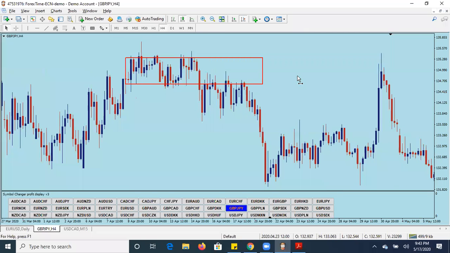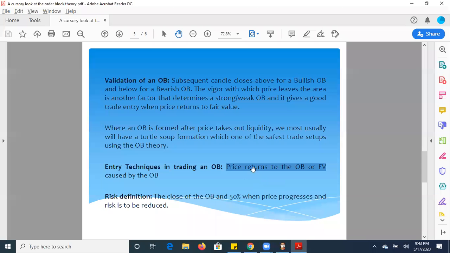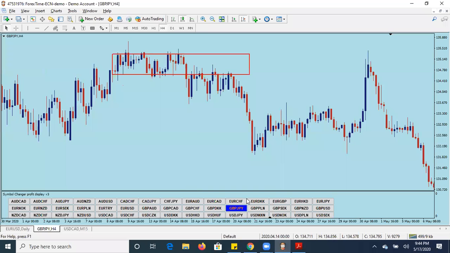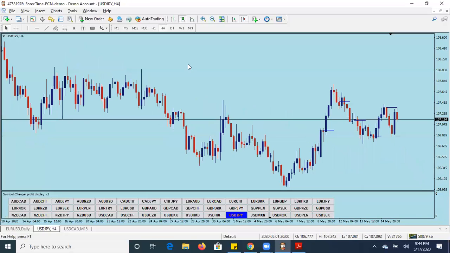Notice this area here, giving us something similar to what I explained earlier, trading into some gaps here, right? Price trading into some gaps here and then dropping thereafter. So when price returns to an order block of fair value, that was what I was trying to explain. Let's see an example. Maybe we should go to UJ, see if we can find an example there.